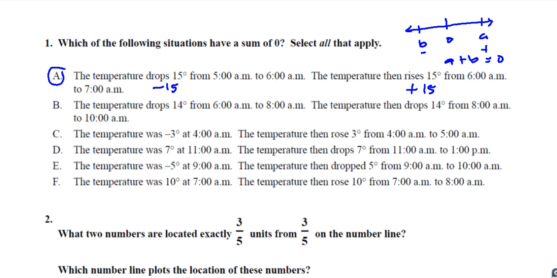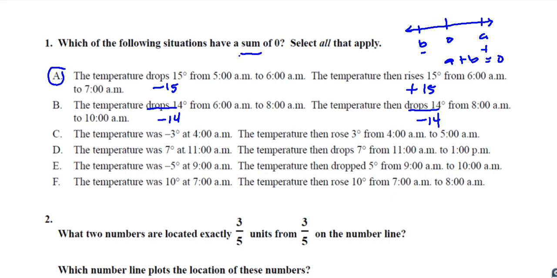The temperature drops 14 degrees from 6 a.m. to 8 a.m. The temperature then drops 14 degrees from 8 a.m. to 10 a.m. Well, drops 14 is negative 14. Drops again is another negative 14. Those two do not add up. Those don't have a sum of 0.